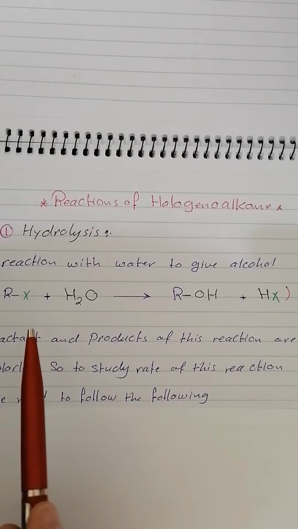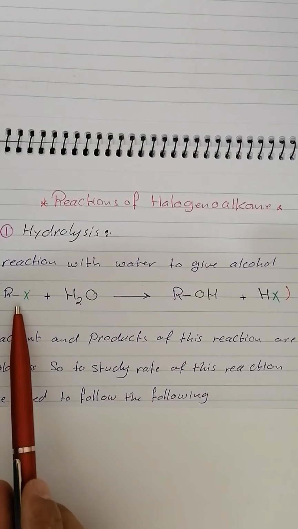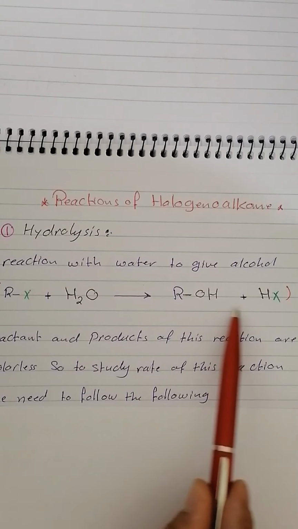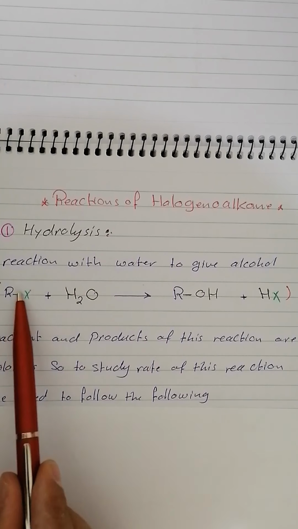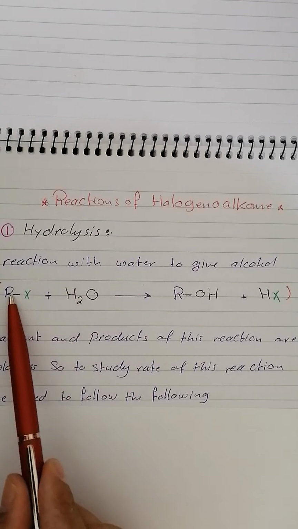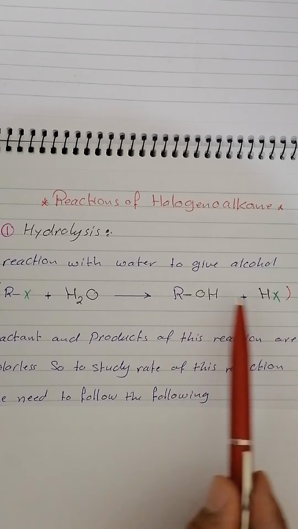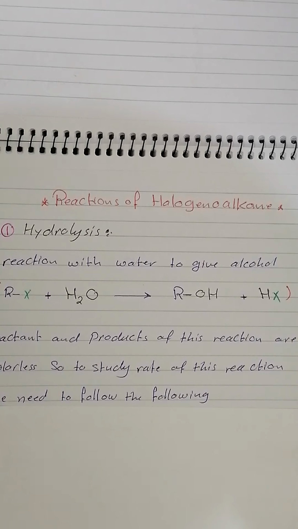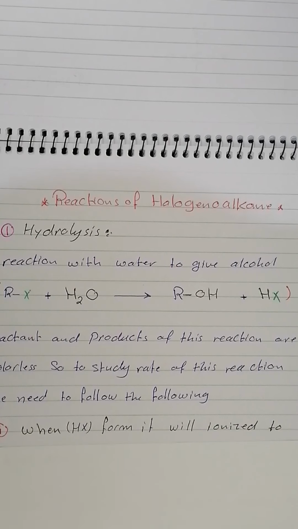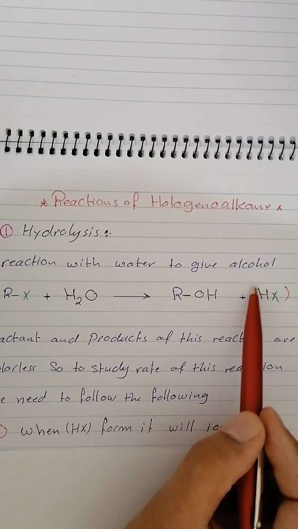The first point we need to discuss in our syllabus is how to measure the rate of these reactions, where the reactant is a colorless liquid and the products are colorless or soluble liquids. So how can we measure the rate of reaction? This is the first point we need to talk about in this syllabus. Our main point is HX.